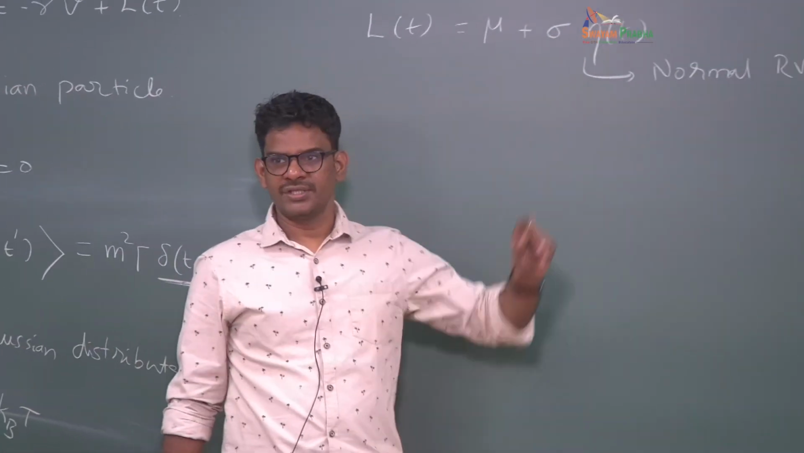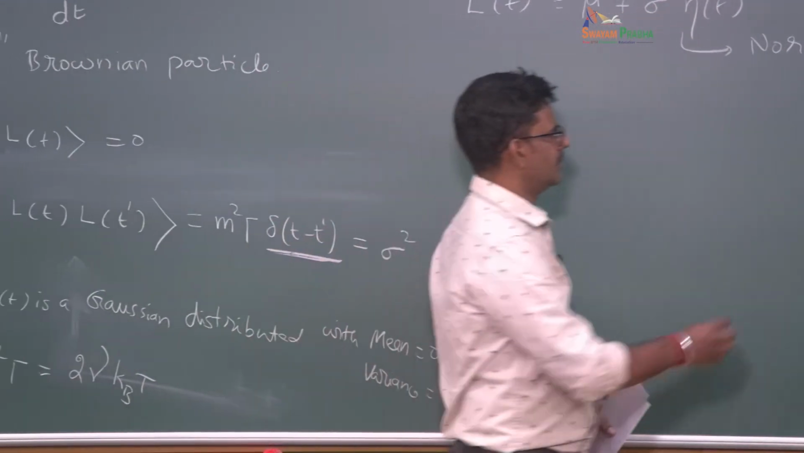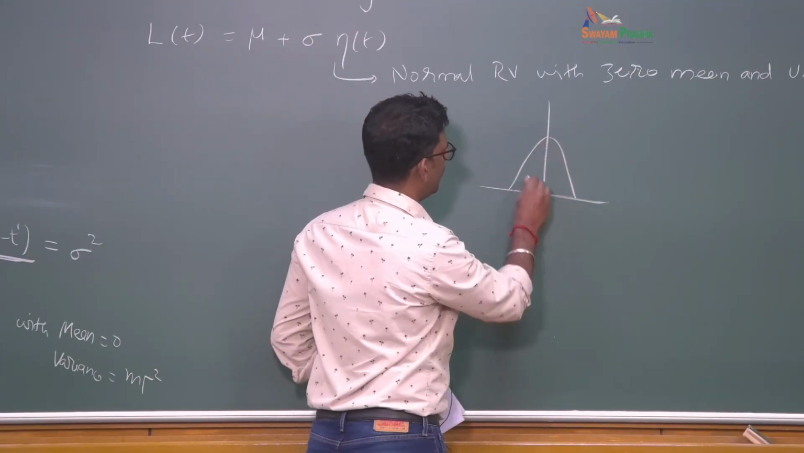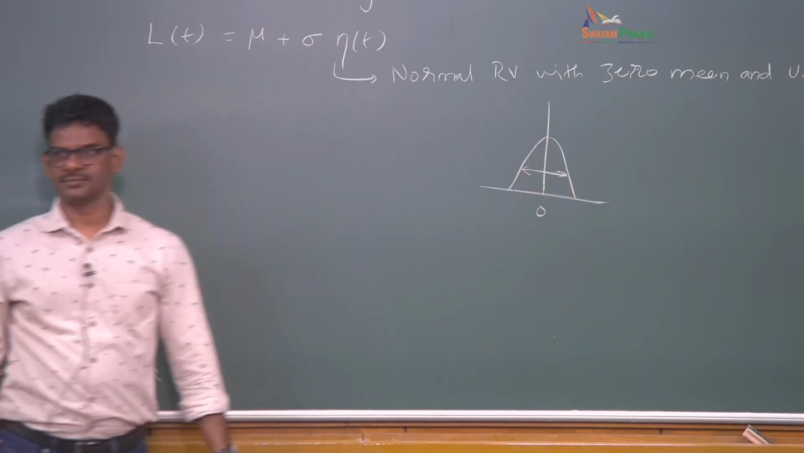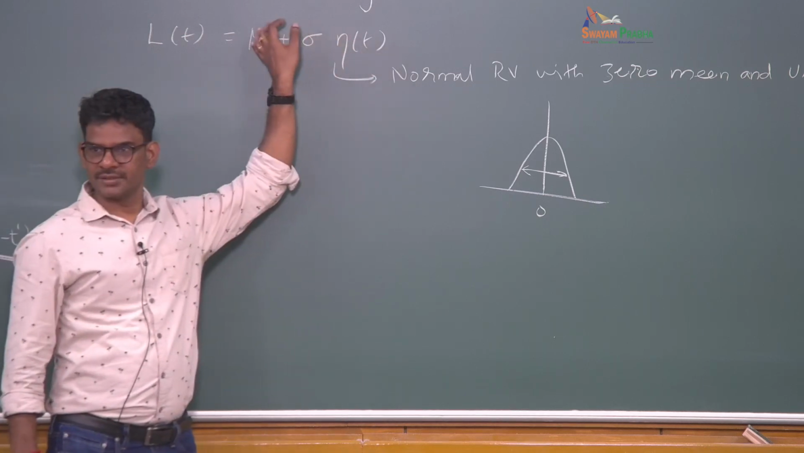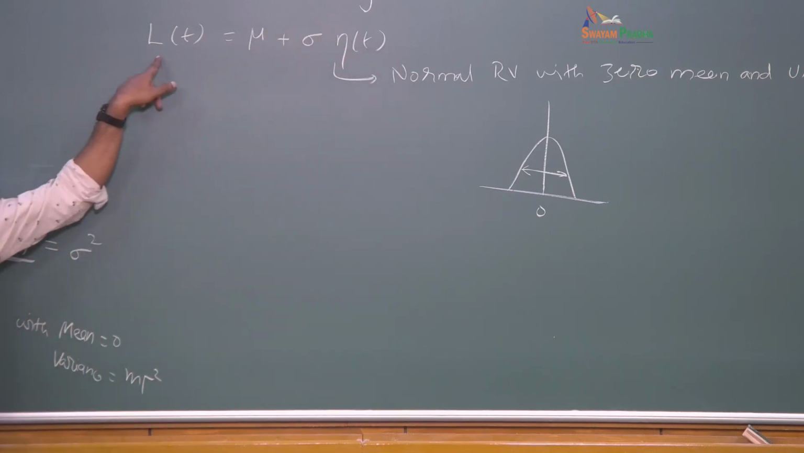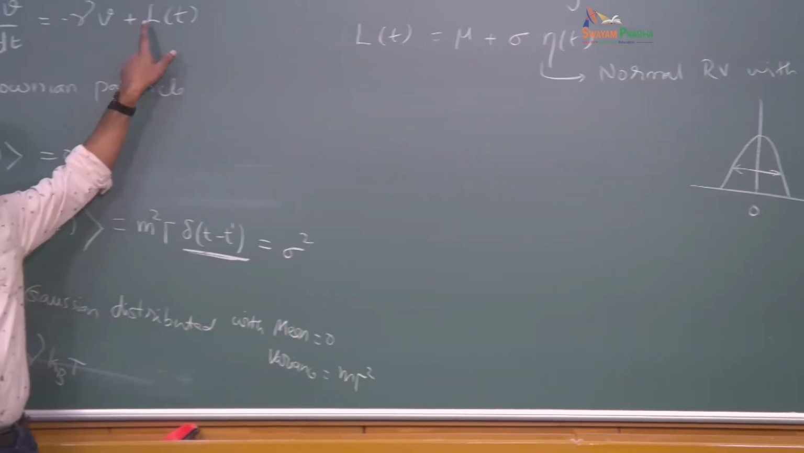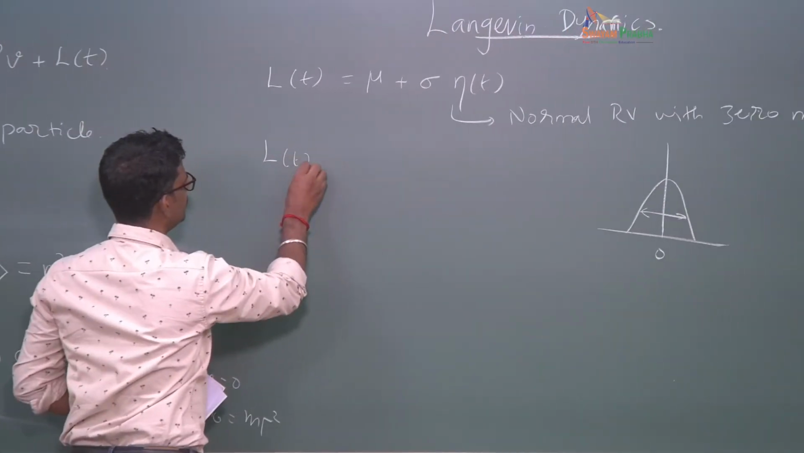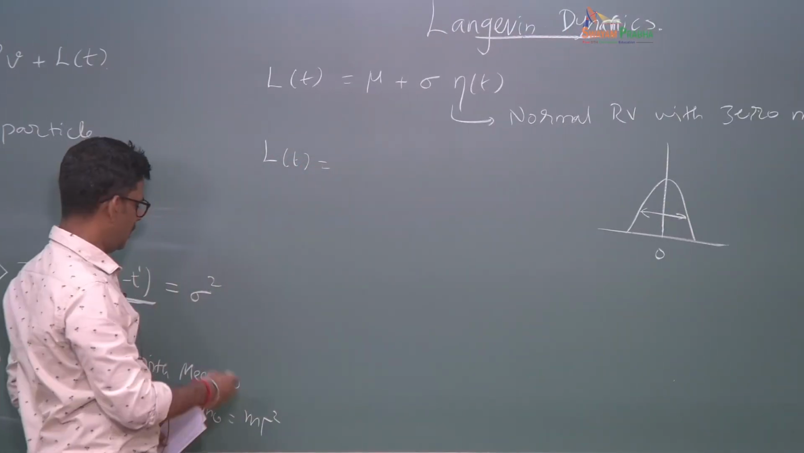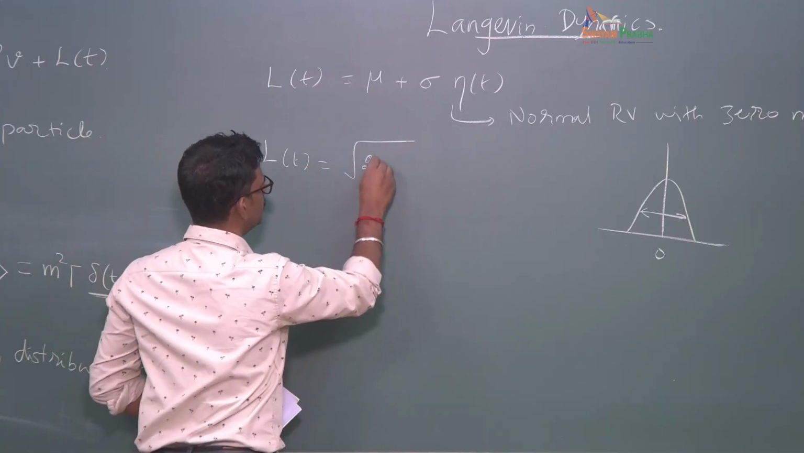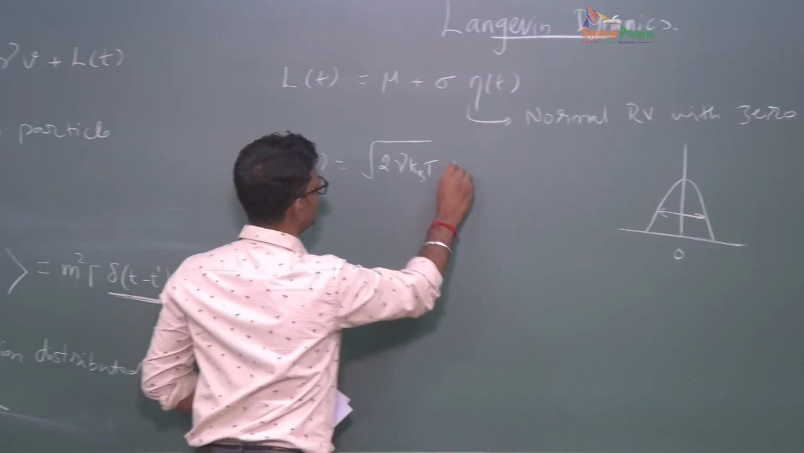So whenever you call a function, you should get a number that would have 0 mean and variance 1. Once you get that and you operate with this, then you would have created an instantaneous random force needed for this particular time. So substituting here, L of t is nothing but, anyway mu is 0, and it basically becomes sigma, which is the square root of 2 gamma kBT, times eta of t.